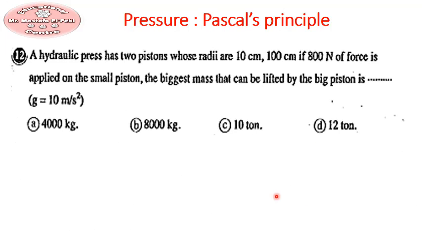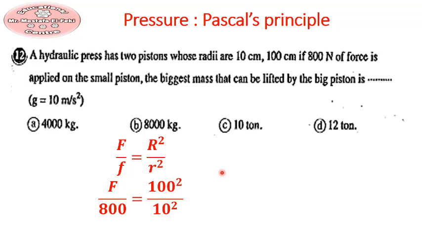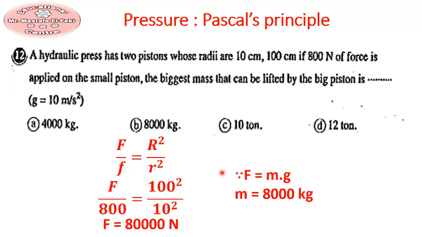A hydraulic press has two pistons whose radii are 10 cm and 100 cm. If 800 Newton of force is applied on the small piston, what is the biggest mass that can be lifted by the big piston? At the first, F capital divided by F small equals R square capital divided by R square small. So F capital equals 80,000 Newton. Since F capital equals mass times acceleration, the mass equals 8,000 kilogram. The gravity here equals 10.